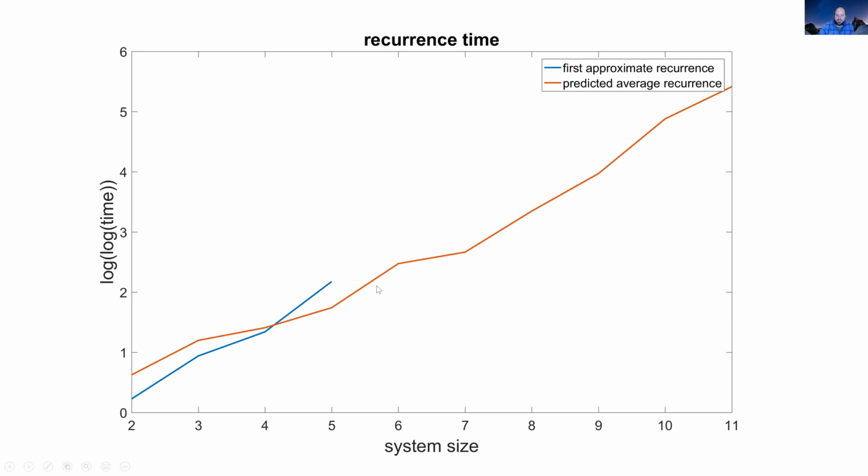That's just some kind of theory prediction, but the blue is the numerical data. What I'm plotting here is system size versus the log of the time. So that means the recurrence time is e to the system size, which is a very, very big time. Actually, even at size 6, I didn't have enough patience to wait for the code to run. It would take days or something. I don't know, it would take a long time.